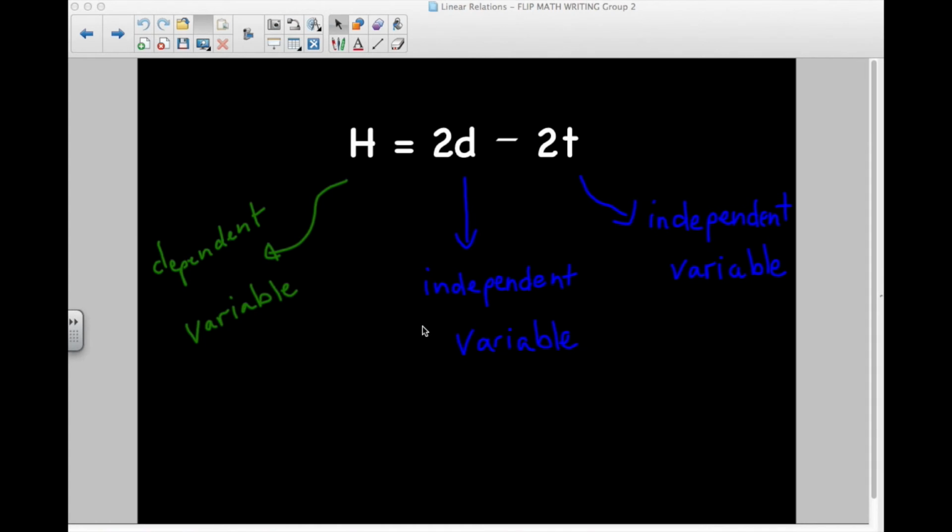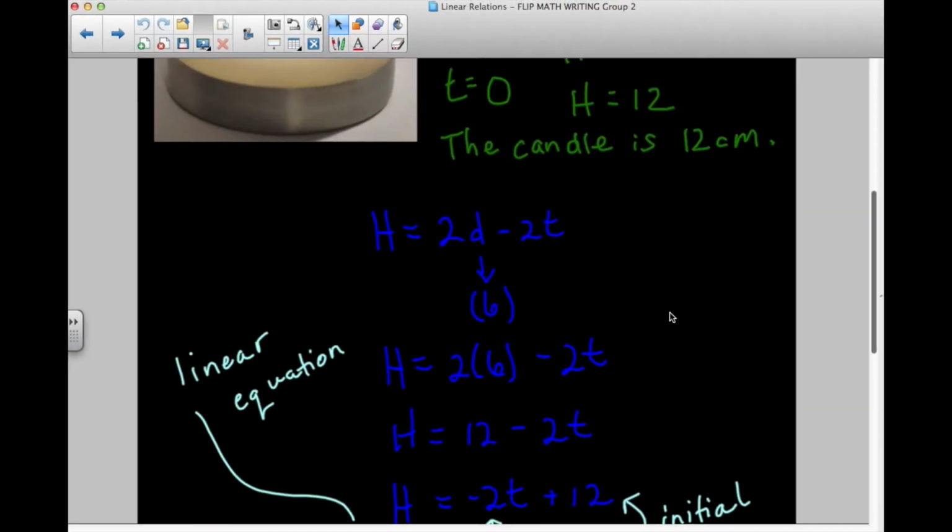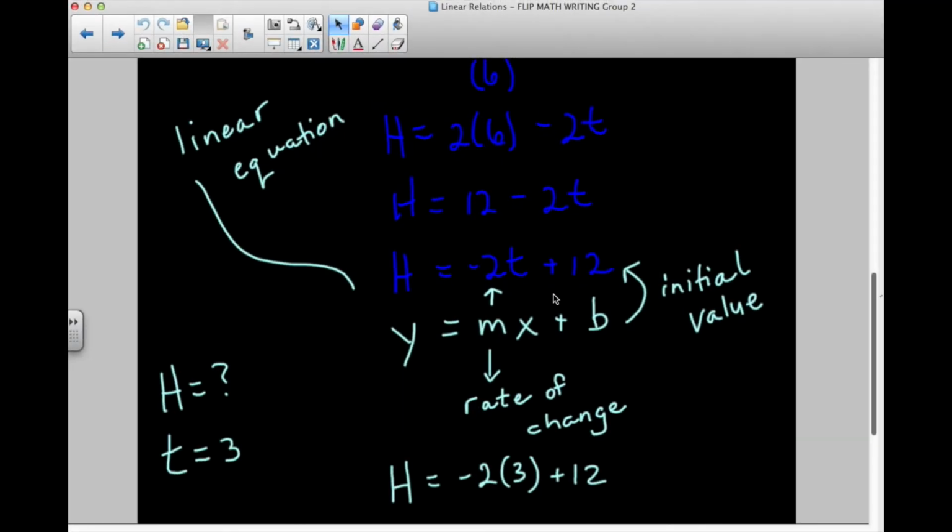Remember in the video how we dealt with this problem of having three variables. The problem gave us some really important information. It gave us the diameter, which allowed us to make a quick substitution and come up with a new linear equation where we could easily see our initial height, our initial value, and our rate of change. So let's see if we can do that with this problem.